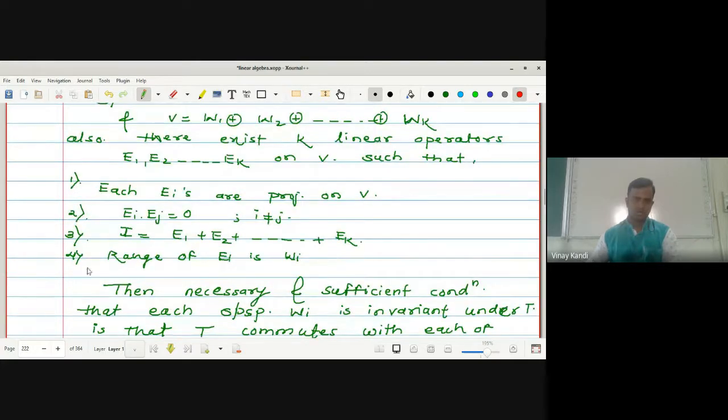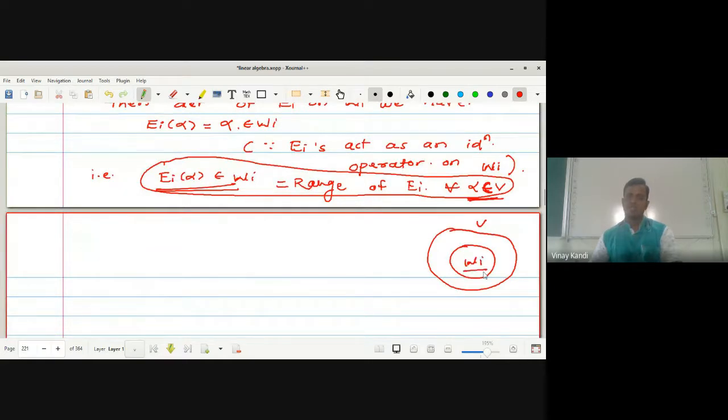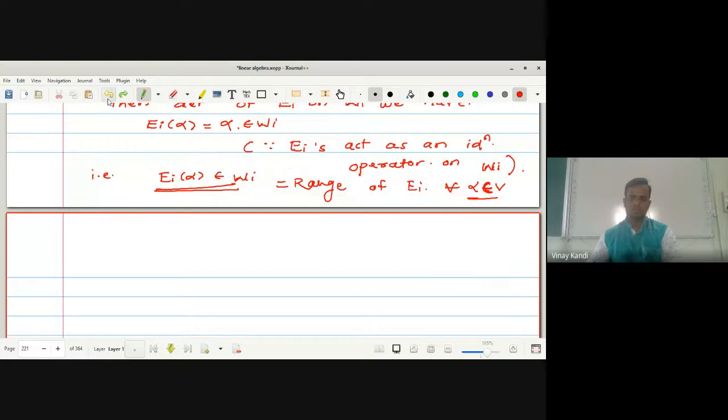Ei is what? Range of Wi, which is given to us. Where is your Wi? It is inside V. Is it correct? Any doubt? No, sir. So Ei of alpha belongs to Wi, which is equal to range of Ei for all alpha belongs to V.